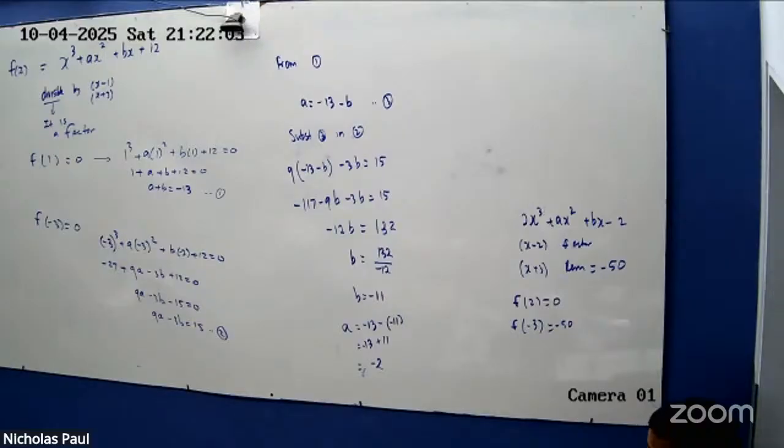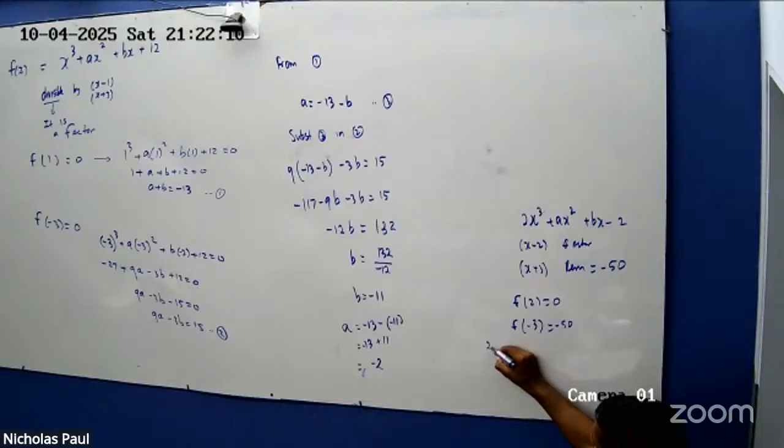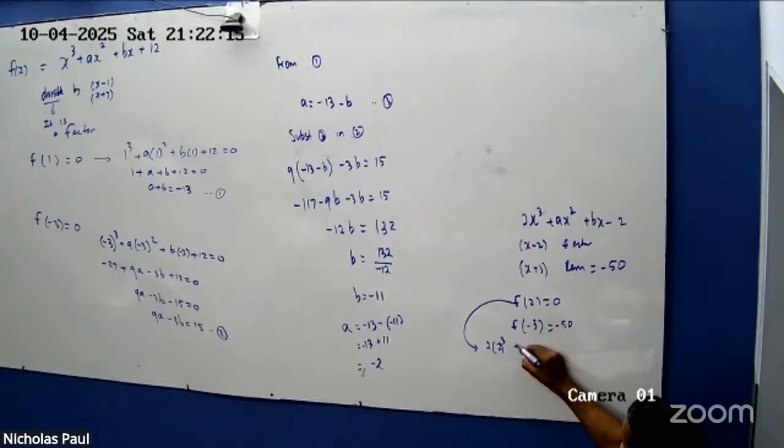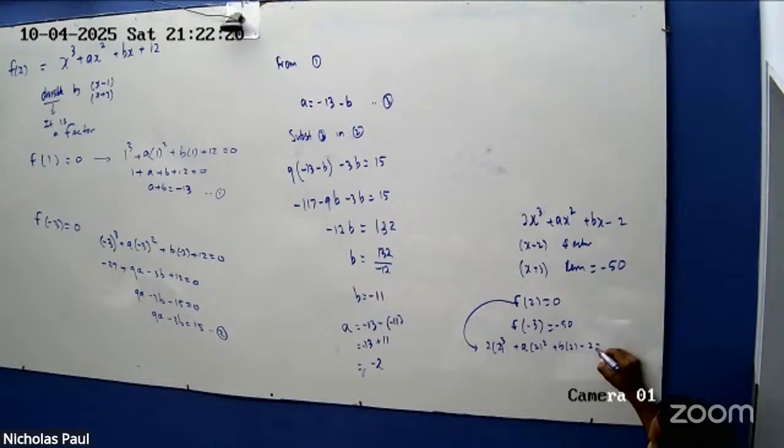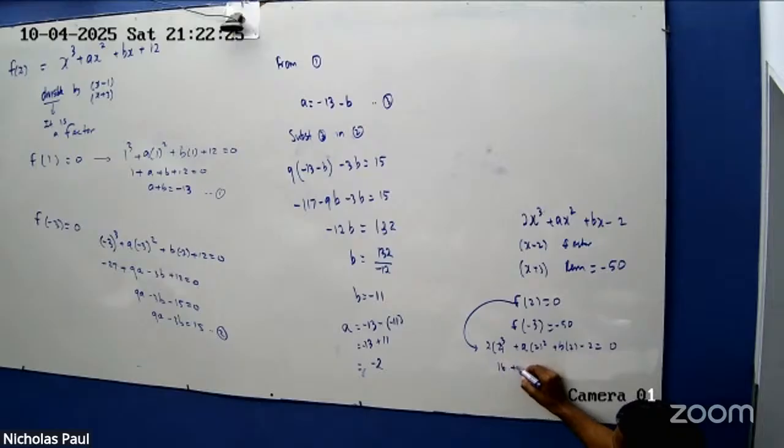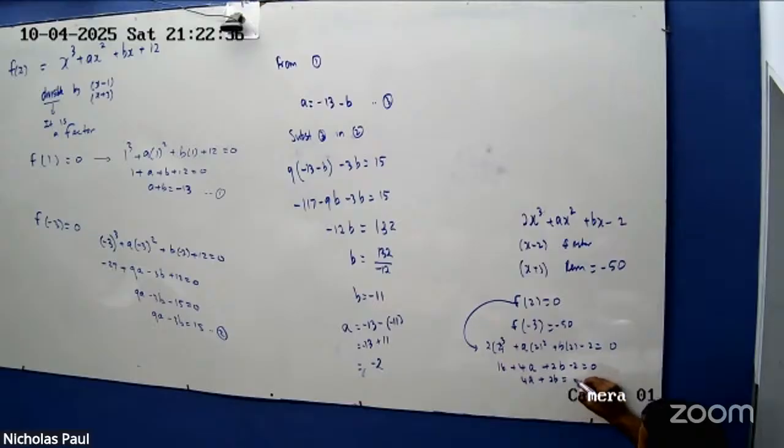Right, so I just want to check and make sure that you have the right equations. When you plug in 2, for the first one, you would have gotten 2 by 2 cubed plus a by 2 squared plus b by 2 minus 2 is 0. So 2 cubed is 8, 8 by 2 is 16, plus 4a plus 2b minus 2 is 0. 16 minus 2 is 14. So you got 4a plus 2b is minus 14.